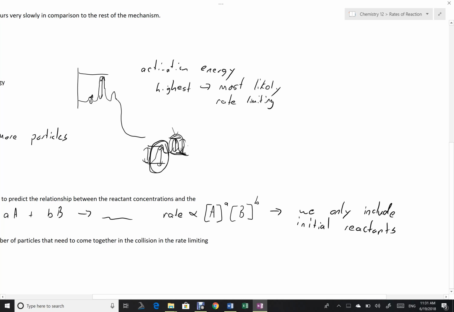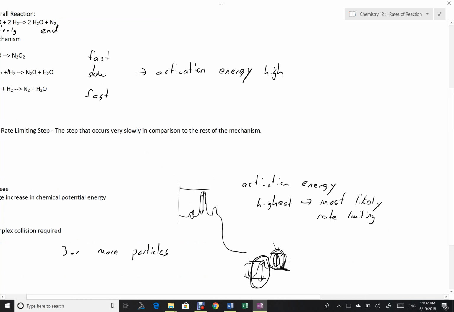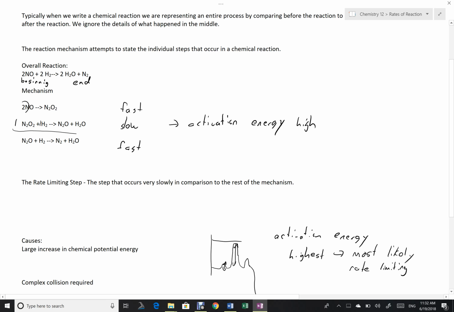So let's see what that rate law would look like for our specific reaction up here. This is our rate limiting step. And so we're just looking for reactants available in the overall reaction. So the only one here we're looking at is H2. So our rate would be proportional to the concentration of H2 to the power 1. See, it has a 1 coefficient on it in here. It's H2, and I do not include the concentration of N2O2 because it is not an initial reactant.